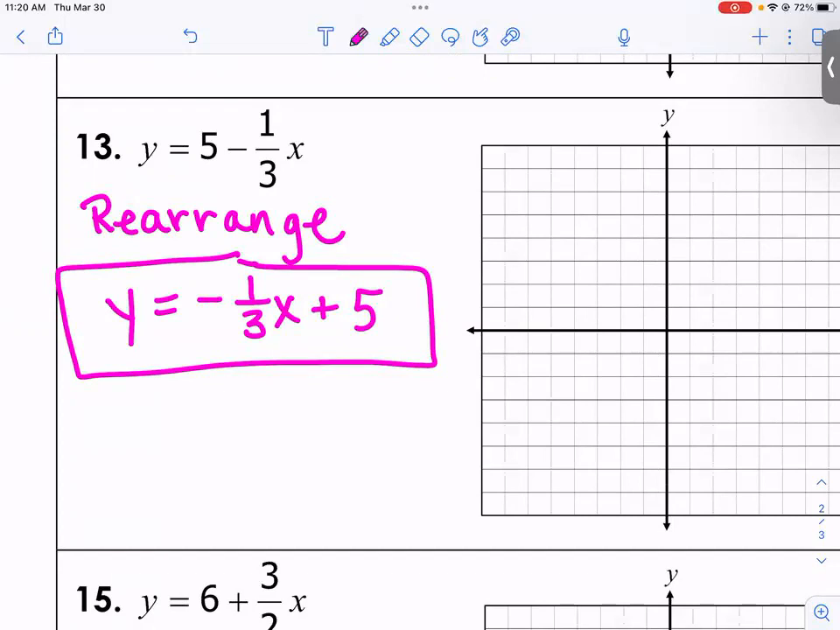I want you to think about, is this going to rise or is it going to fall? You want it to fall because it's negative. So if you're going down, then you go to the right. It'll fall.